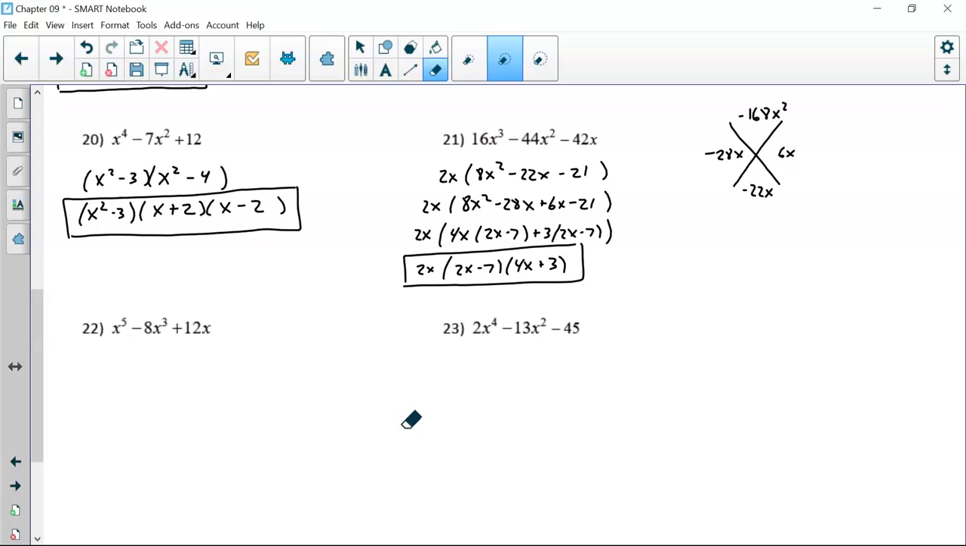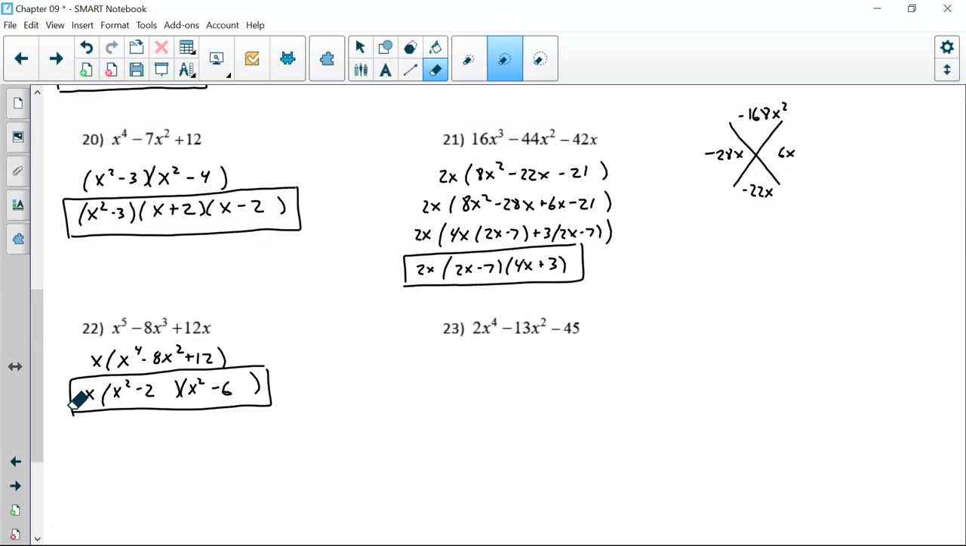Last two, number 22, look for the greatest common factor, and that's just an x. So we're left with x to the fourth minus 8x squared plus 12. Now we can just factor this. It's a polynomial in quadratic form, so the factors of x to the fourth are x squared and x squared. Numbers that multiply to 12 and add to negative 8 are going to be a minus 2 and a minus 6. And that's all we can do. We can't factor that any further.